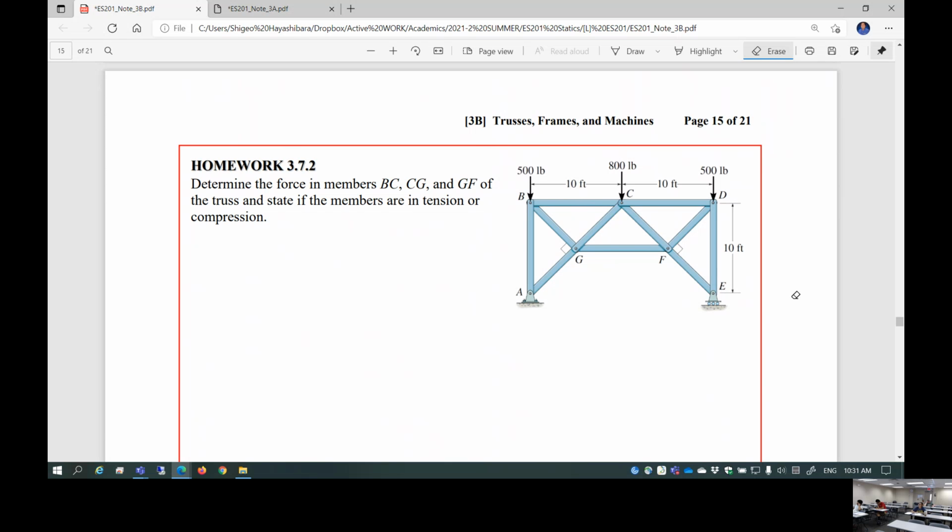This is another homework. Determine the forces in members BC, CG, GF of the truss and state if the members are in tension or compression. Of course, you're going to introduce a cut going through those members. In other words, members BC, CG, GF. So you're going to probably cut through like this. You can either choose this side or that side, set it up as a free body diagram, and solve for the internal loading of those 3 members. Again, a single free body diagram, 3 equations of equilibrium to solve 3 unknowns.